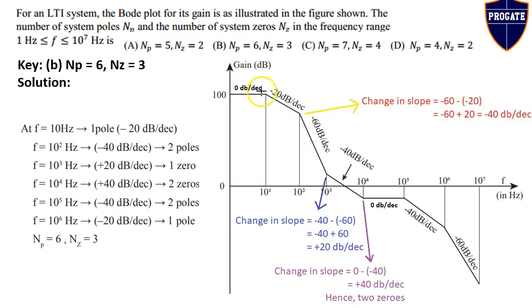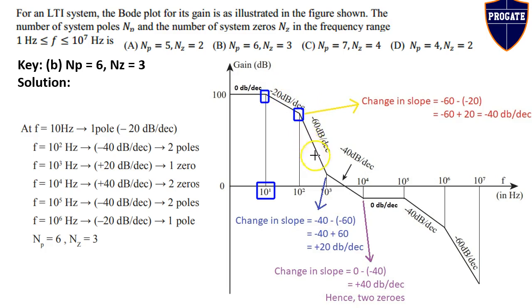So at this point the change in slope is minus 20 dB per decade minus 0 dB per decade, which is minus 20 dB per decade, and we know that one pole contributes minus 20 dB per decade. So at 10 Hz there is one pole. So consider the next slope change point, which is 10^2 Hz or 100 Hz. Just before 100 Hz, the slope is minus 20 dB per decade, and just after 100 Hz, the slope is minus 60 dB per decade.